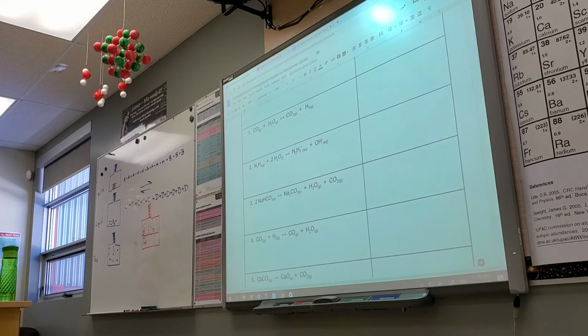Because water can be gas if you boil it, right? Yes, so it's water that was made in a gaseous state. It could eventually condense, but right now it's a gas. Good. It doesn't matter, right? Yeah, exactly.